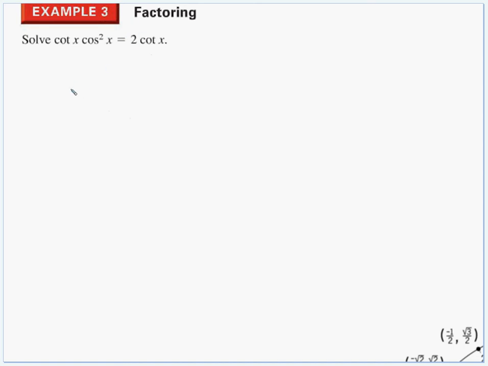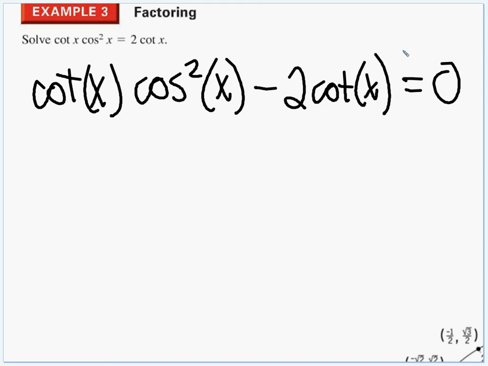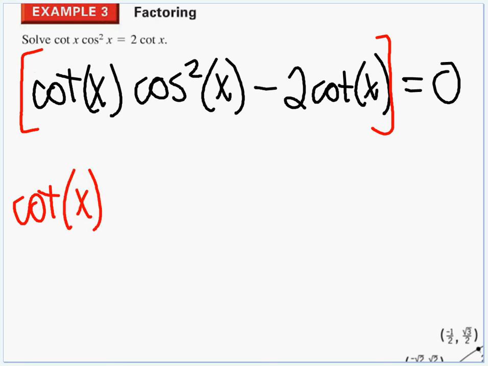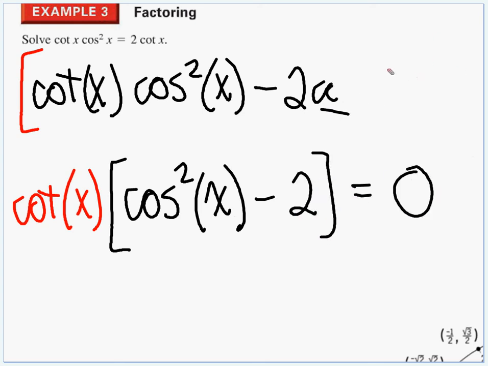So let's subtract that term on the right. So we've got a cotan x times a cos squared x, and now it's going to be a minus 2 cotan x, and the whole thing is equal to 0. Now, if I imagine some brackets around there, I can factor out of the brackets a cotan x. And what's that going to leave me inside? A cos squared x minus, we factored out the cotan, so that leaves us a 2. And that is equal to 0.